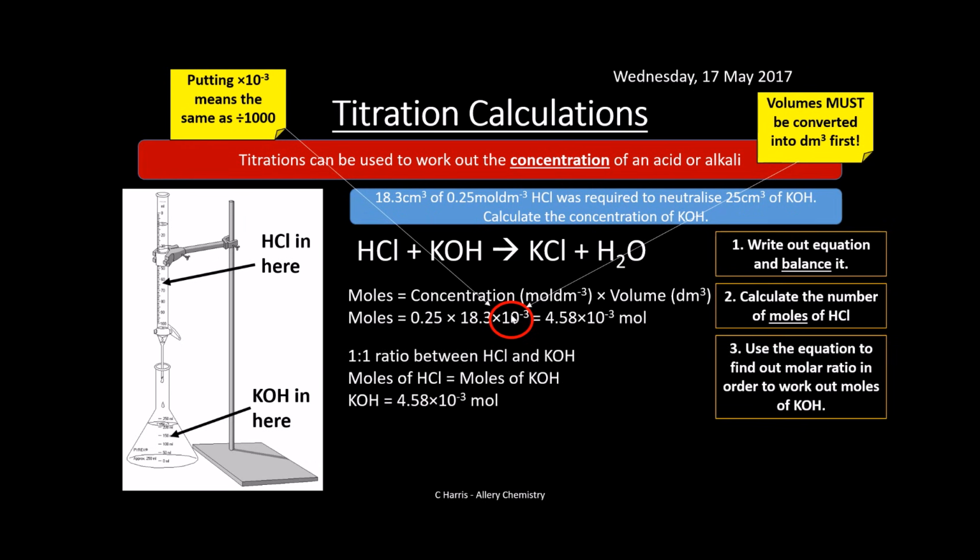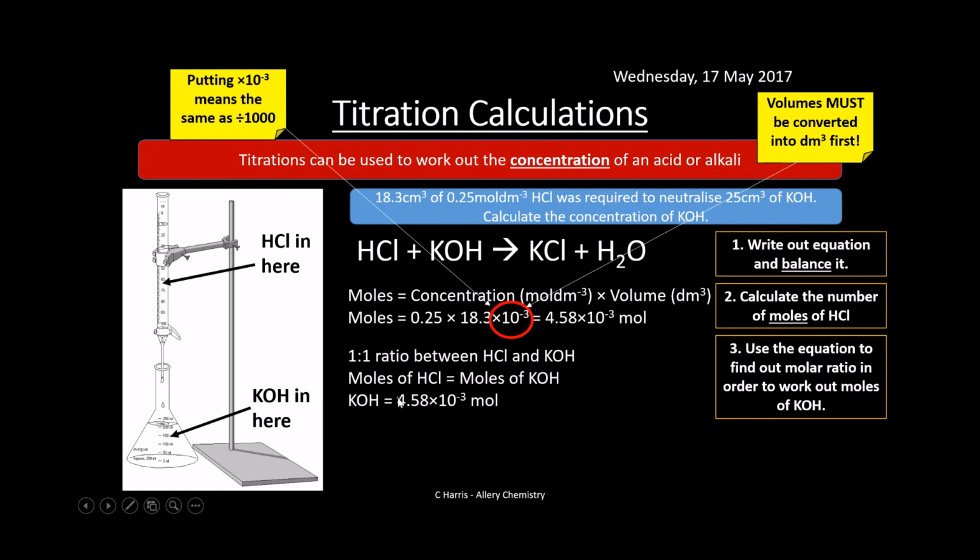Then, once we've done that, we're going to use the equation to find out the molar ratio in order to work out the number of moles of potassium hydroxide. You can see here that we've got a 1-to-1 ratio, so it's pretty straightforward. The number of moles of HCl equals the number of moles of potassium hydroxide.